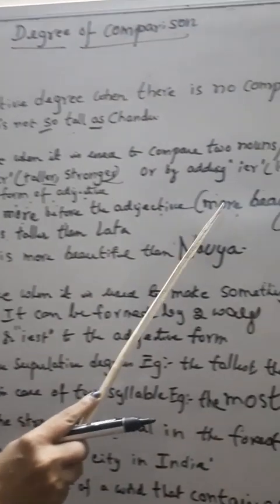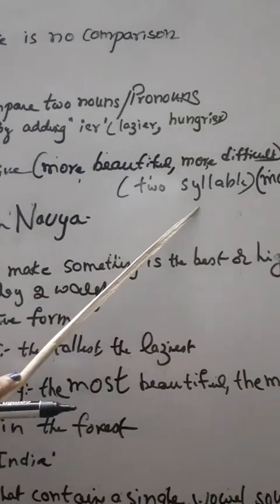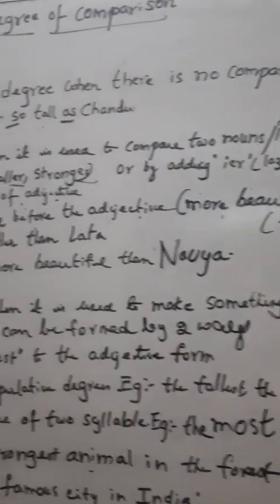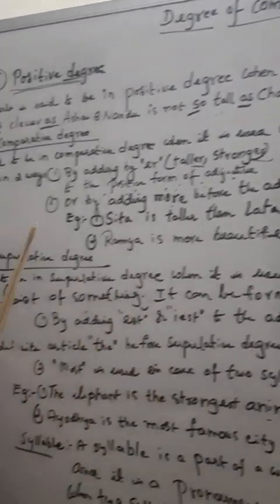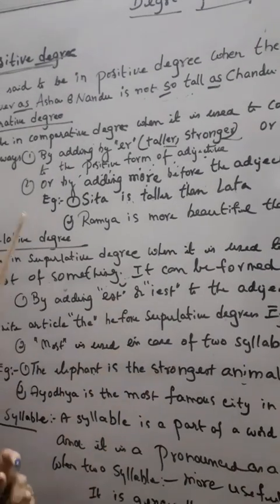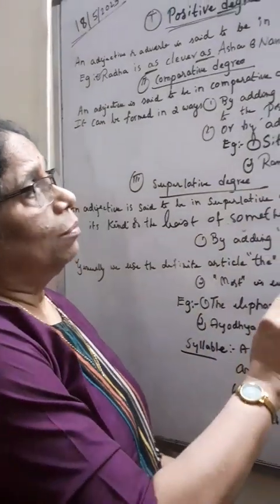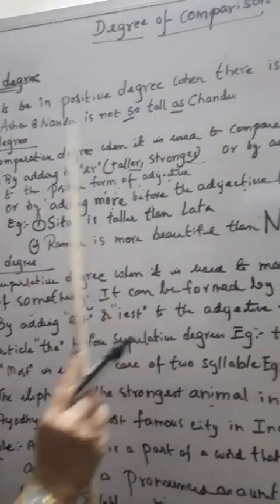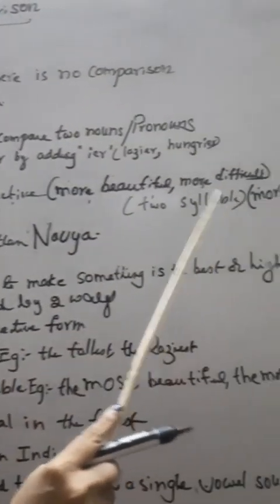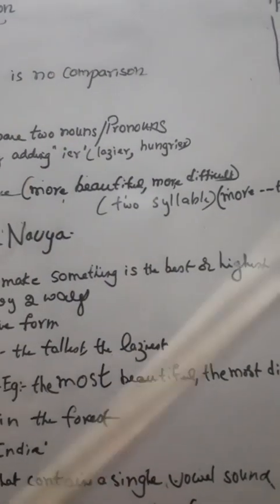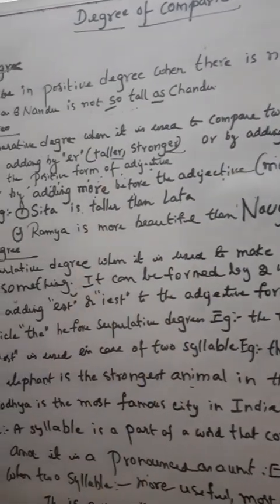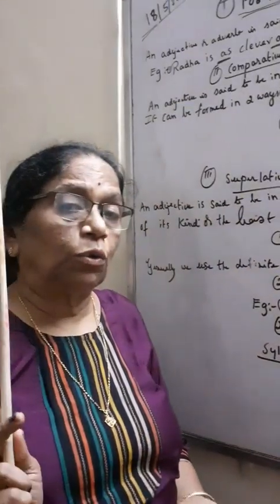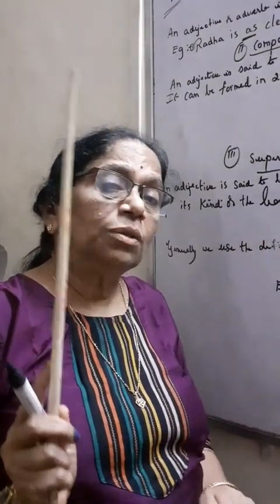If it is two syllable, then we have to use more, most, like that. What is the meaning of two syllable and one syllable? One syllable means tall, strong, but two syllable means beautiful, difficult. They are known as two syllable. Whenever we refer two syllable, we should use more.